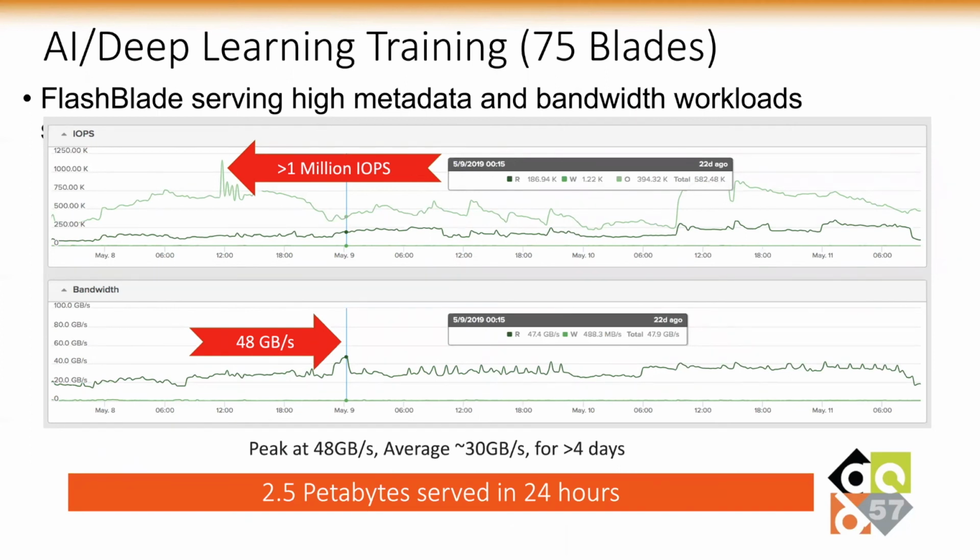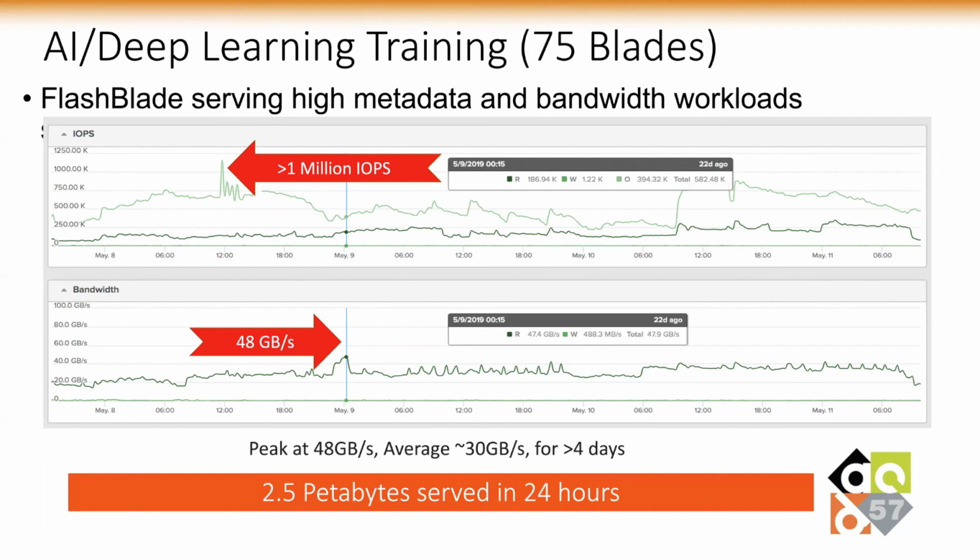And you can see here, over a multi-day period, the x-axis is May 8th to May 11th, this device served up a peak of 48 gigabytes per second, averaging about 30 gigabytes per second, but also serving a very high rate of IOPs at the same time. The ability to do both of these simultaneously is quite unique.